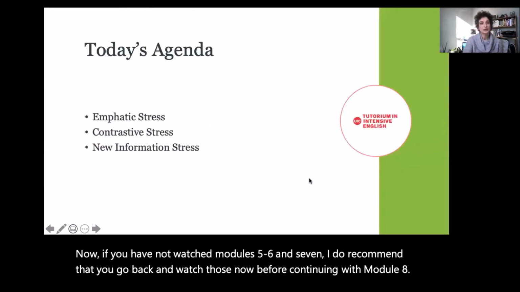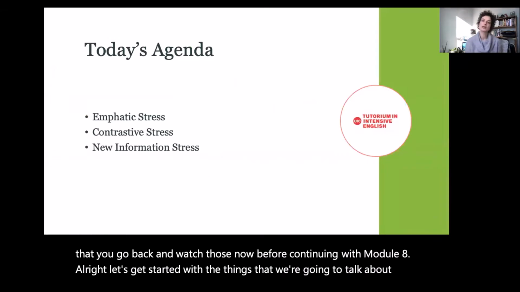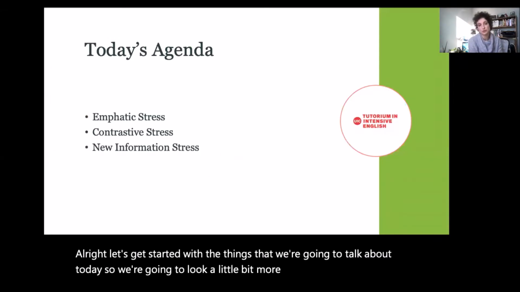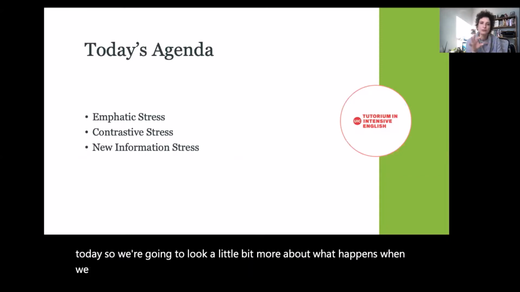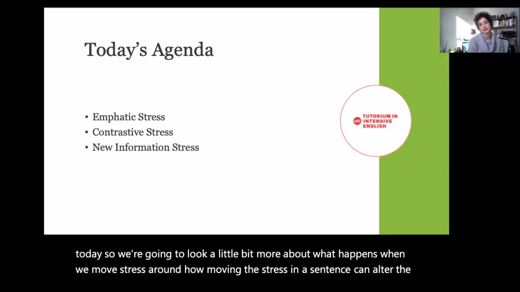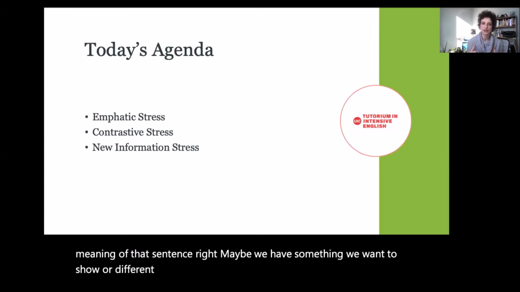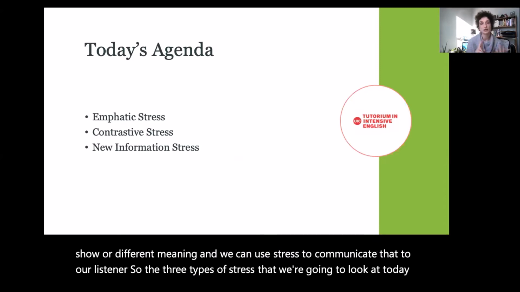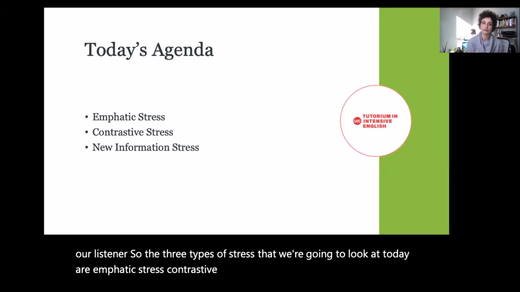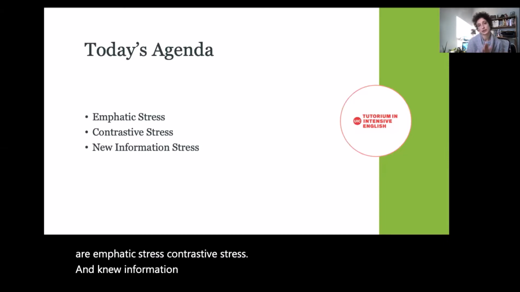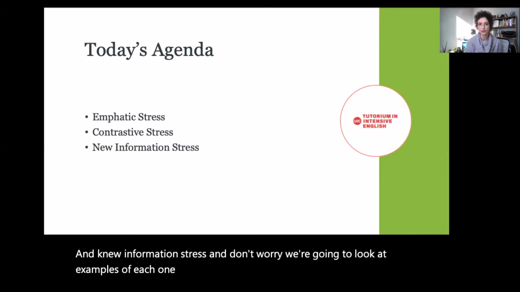All right, let's get started with the things that we're going to talk about today. So we're going to look a little bit more about what happens when we move stress around, how moving the stress in a sentence can alter the meaning of that sentence, right? Maybe we have something we want to show or different meaning, and we can use stress to communicate that to our listener. So the 3 types of stress that we're going to look at today are emphatic stress, contrastive stress, and new information stress. And don't worry, we're going to look at examples of each one of these to hopefully make them clear and distinct from each other.